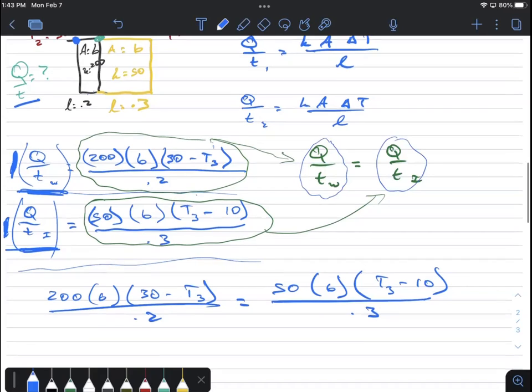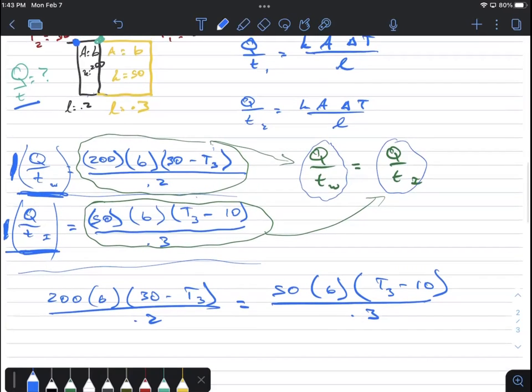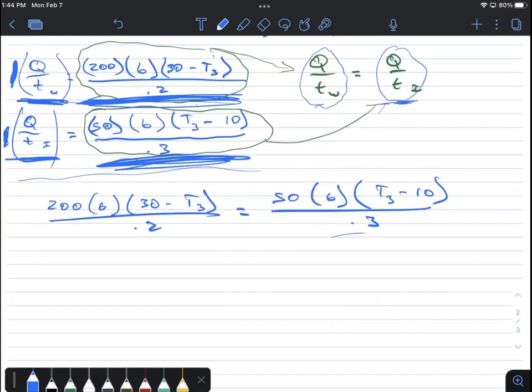Well, if they're the same, Q over T for the wall, that's what this thing is right here. It's just the equation for that number. So I put that on the left side. And then Q over T for the insulation, here's its equation. So I put it on the right side. And so that's how I have this final equation.